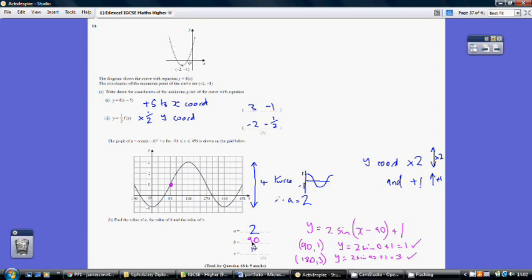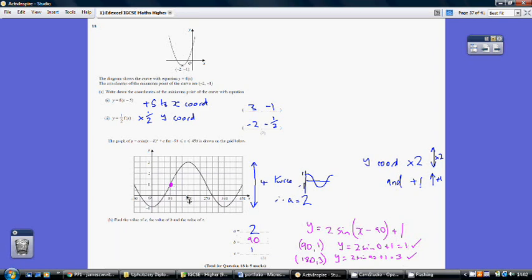Now I think it's worth just checking some values on this to check that it holds. So again, let's focus on that point that I was just discussing, the coordinate 90, 1. Let's see that that holds. If we substitute in when x equals 90, we've got 90 minus 90 being 0, sin of 0 is 0, 2 lots of 0 is 0, and then you add on the 1, we're going to get 1. So that point 90, 1 holds.